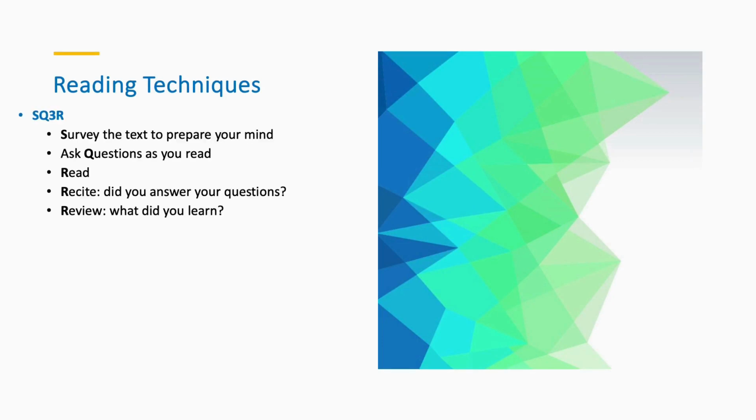Now, there are some reading techniques that might help you out. The first one is called SQ3R. In this technique, you first look at the text just to prepare your mind, just get a sense of what's involved. How many pages is it, for example? As you read, you're going to ask yourself some questions. And then when you're done reading, you want to ask yourself, did you answer the questions that you have?